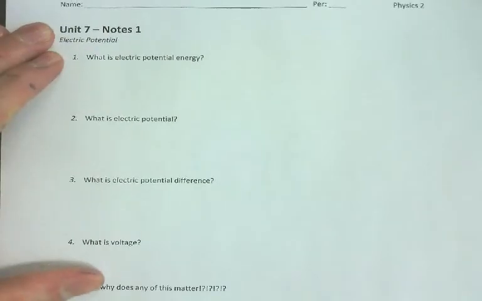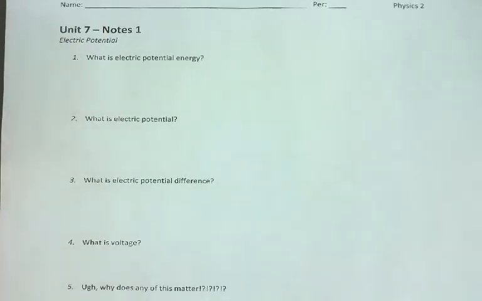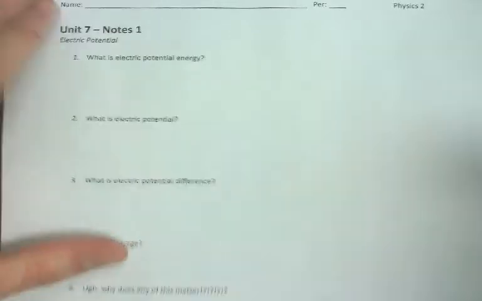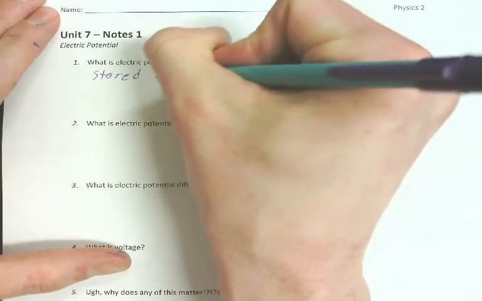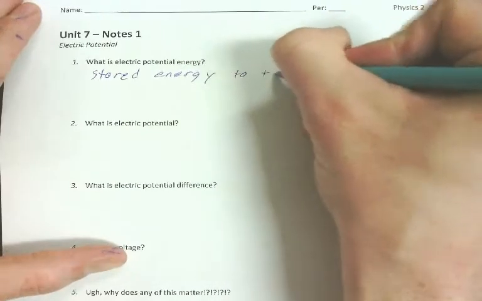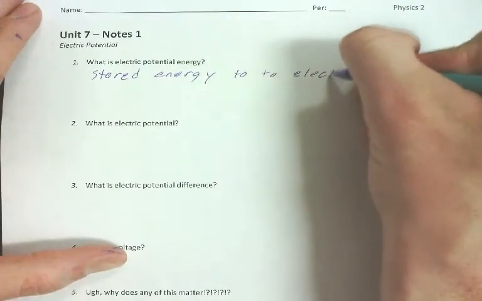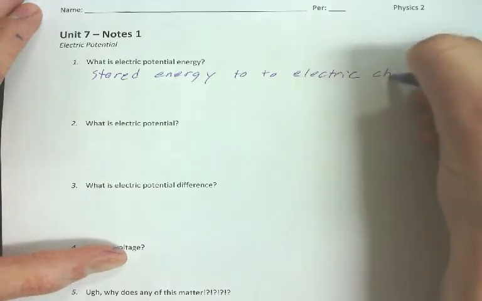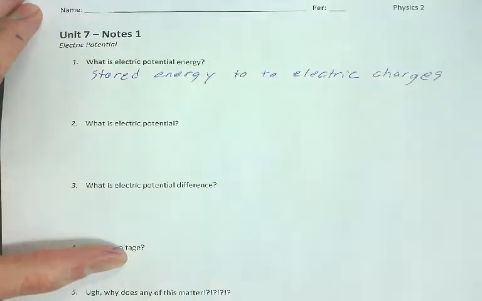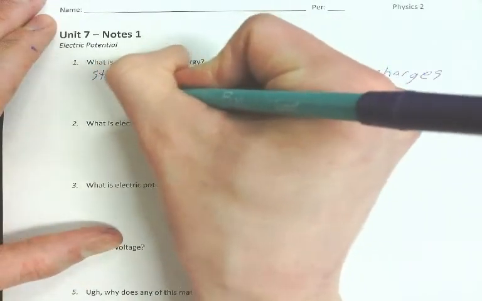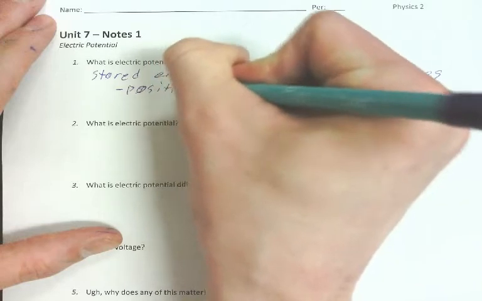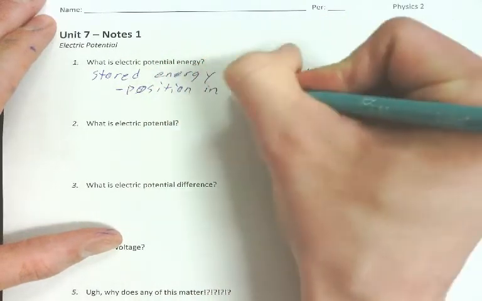Number one, so what is electric potential energy? It is exactly what you're thinking it is. It's stored energy due to electric charges. Specifically, it's due to their position in an electric field.